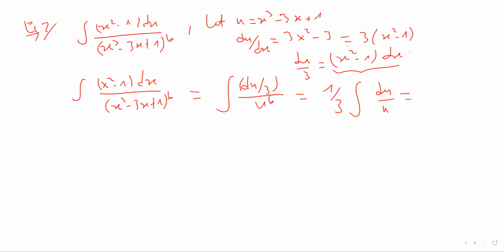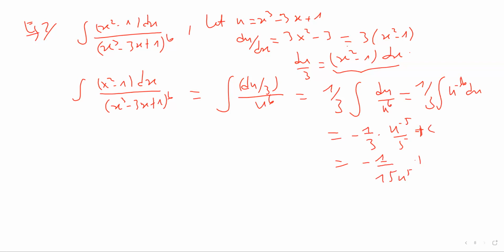Sorry, this is the power 6. The power 6, right? So this is the same as 1 over 3 integral u to the power minus 6 du. And with that, you'll be able to get 1 over 3 times minus u to the power minus 5 over 5 plus c, and this will be minus 1 over 15 u to the power minus 5 plus c.